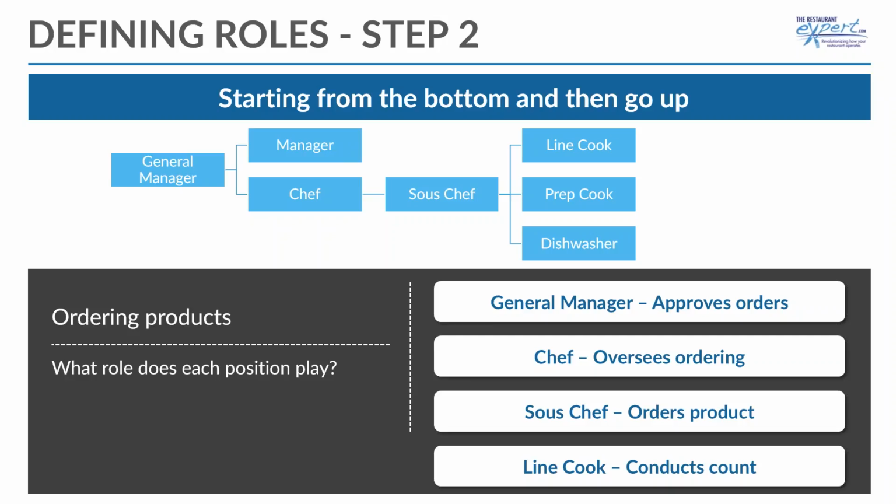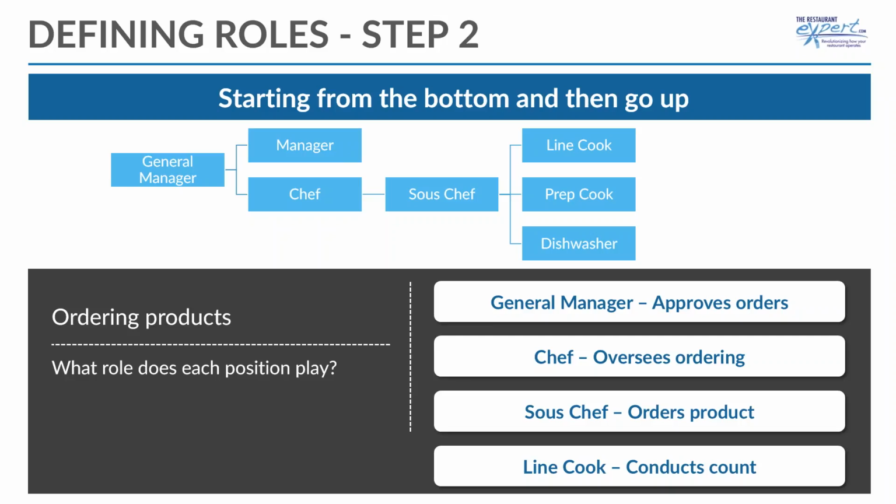So the line cook grabs the count sheets and counts what needs to be ordered for the day. A par level, when you put it in Smart Systems Pro, will create the order for you, which then needs to be edited. Well, once those counts are in place, the sous chef is the one who's going to place the order.